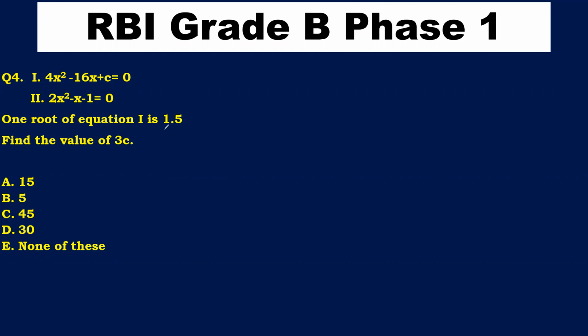One root of equation 1 is 1.5. So in equation 1, you don't know the value of c, but you know this part here. So you know the sum of roots. If one root is 1.5, another root is beta. So the sum of roots is minus b upon a, so minus of minus 16 upon 4, that is 4. That gets us beta is equal to 4 minus 1.5, which means 2.5.